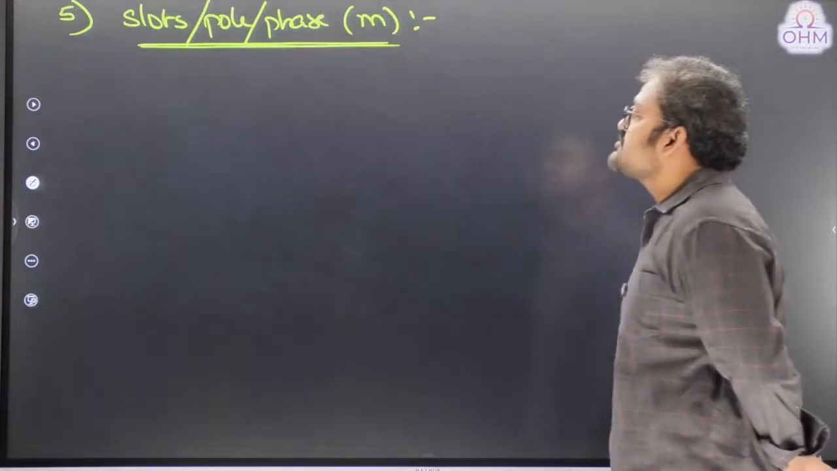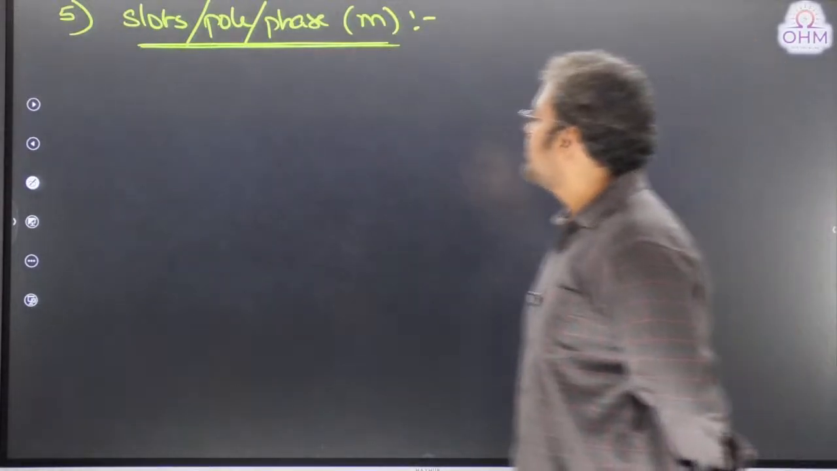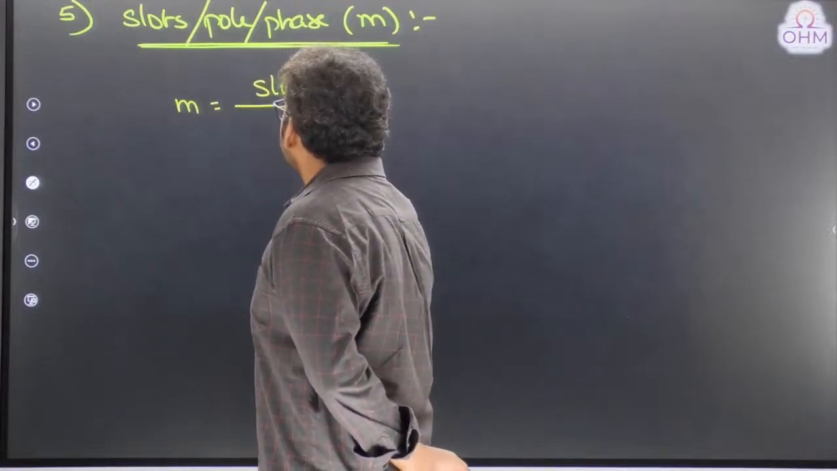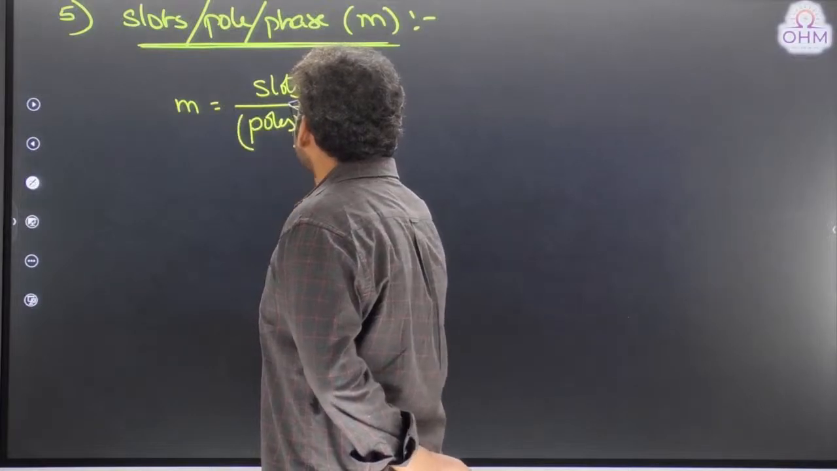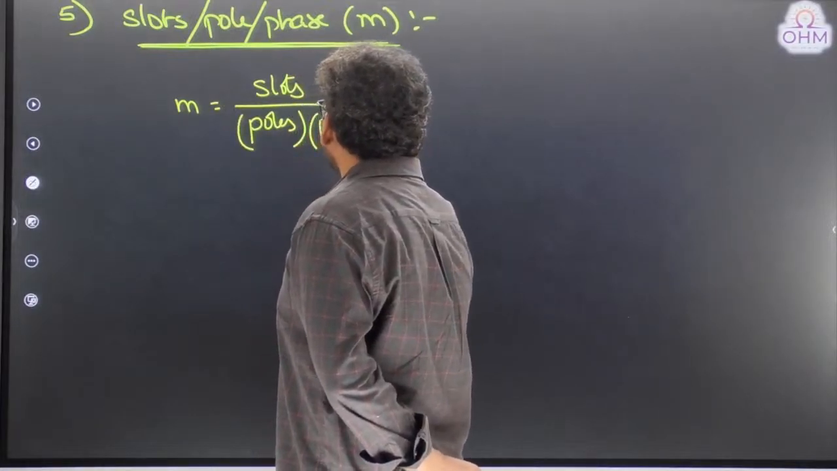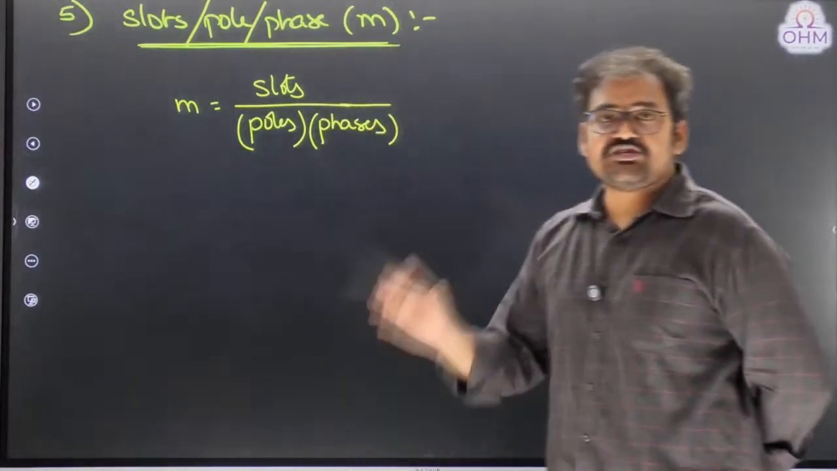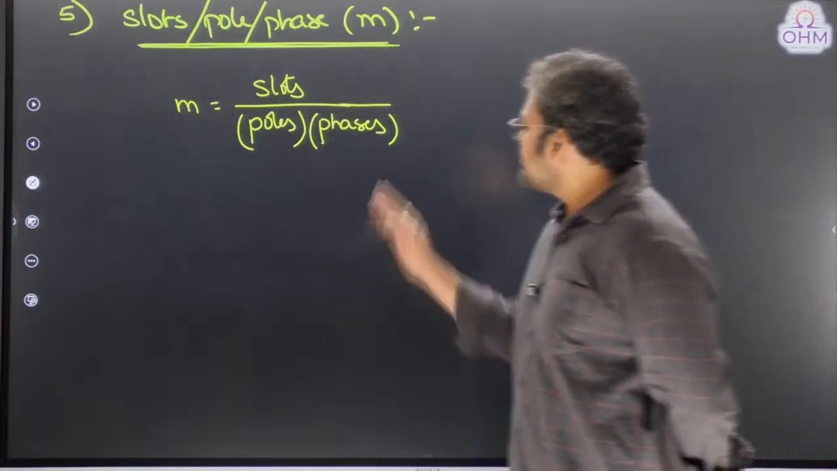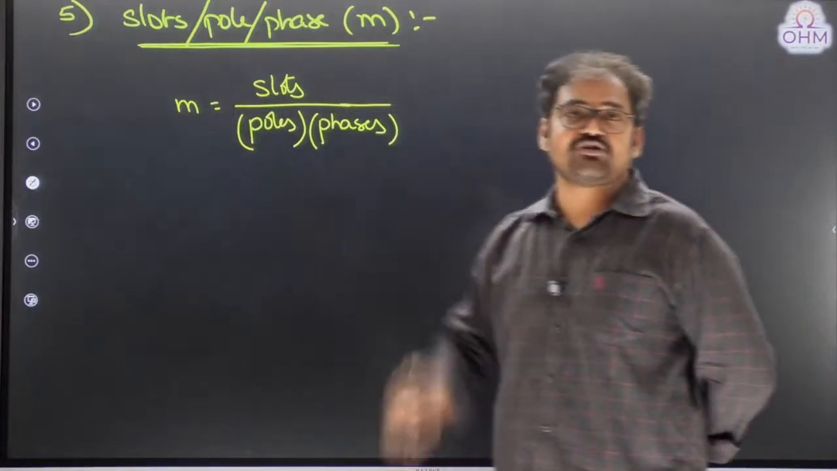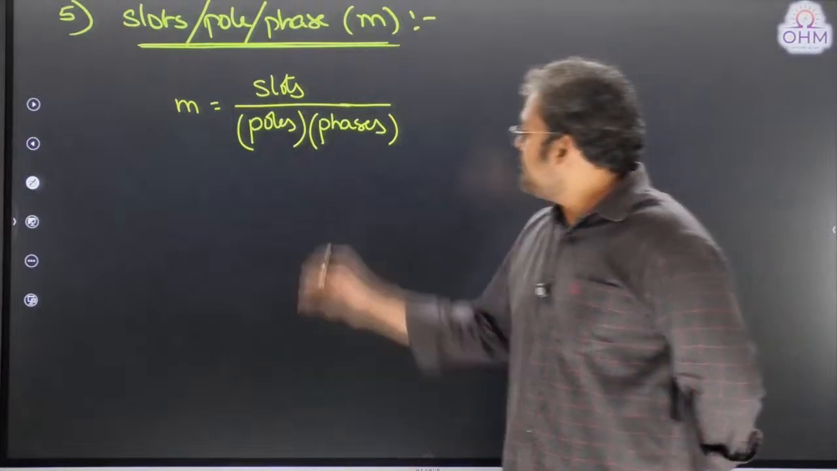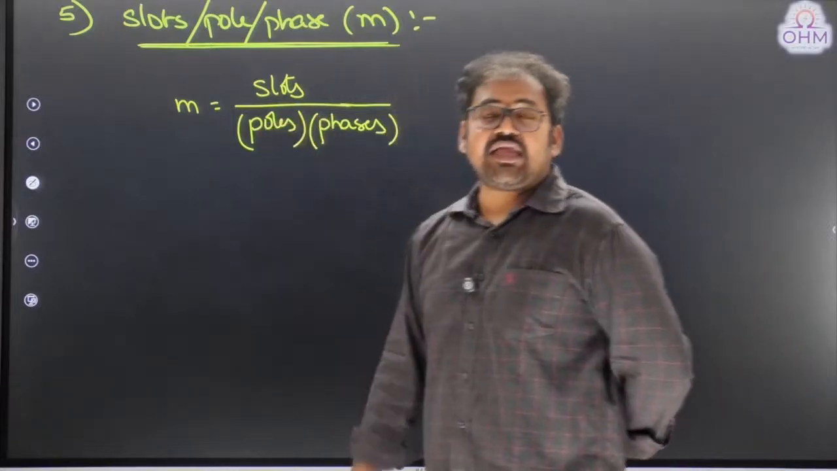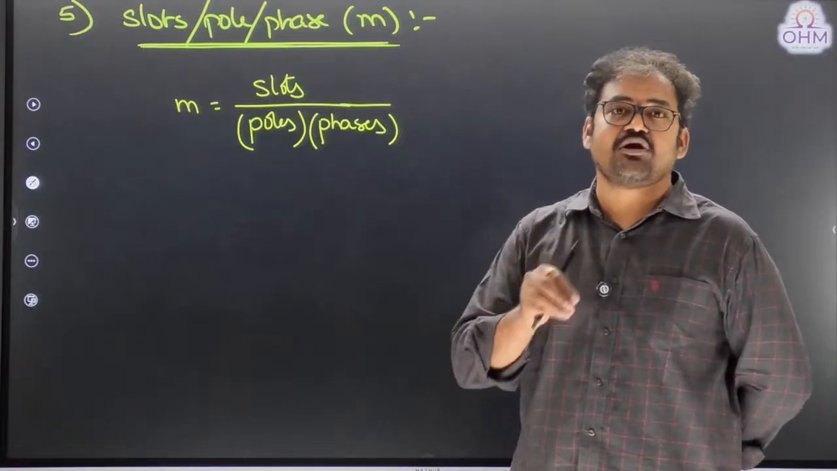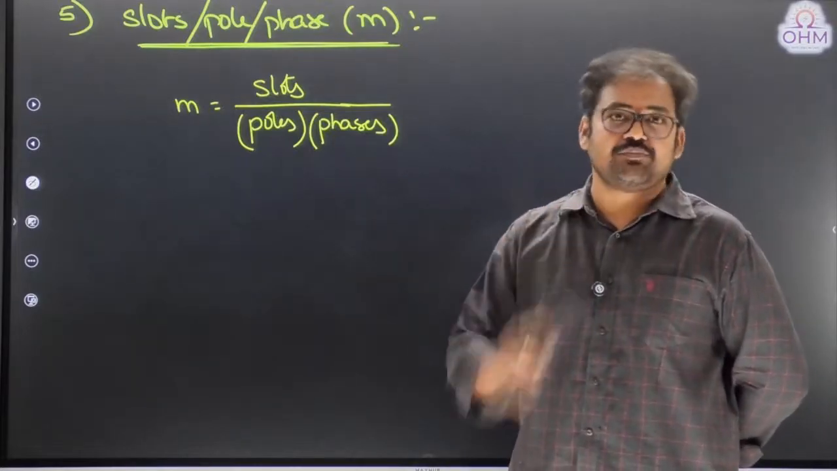Next, slots per pole per phase, a very important term represented with the letter M. How many slots are there per each pole under each phase? That is slots per pole per phase. This factor is very important to determine the distribution factor of the armature winding. And based on the value of M, armature windings are again subdivided into two categories known as fractional slot pitch winding and integral slot pitch winding.